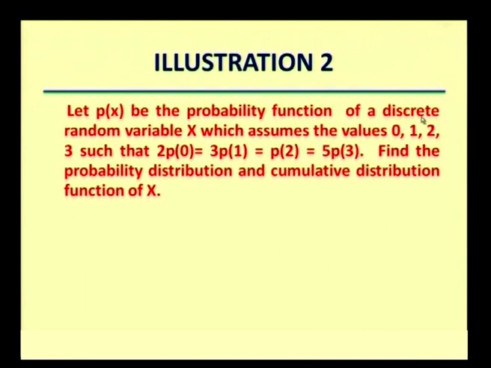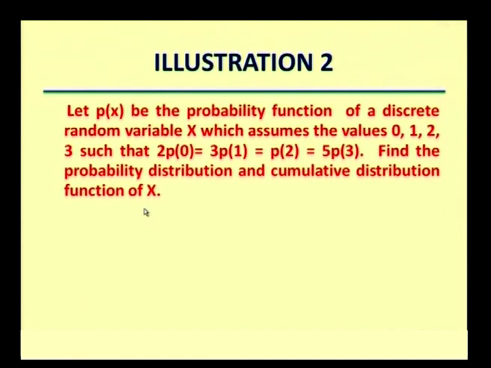Going to the next sum, let P of x represent the probability function of a discrete random variable x, which assumes the values 0, 1, 2, 3. Again 0, 1, 2, 3 are just 4 numbers, which is finite, such that 2 times P of 0 is equal to 3 times P of 1 is equal to P of 2 is equal to 5 times P of 3. You are asked to find out the probability distribution and cumulative distribution function of x.